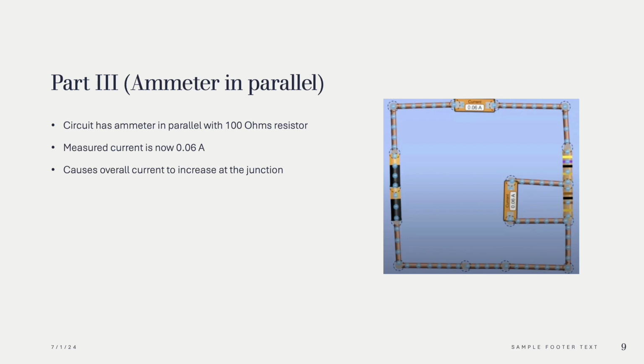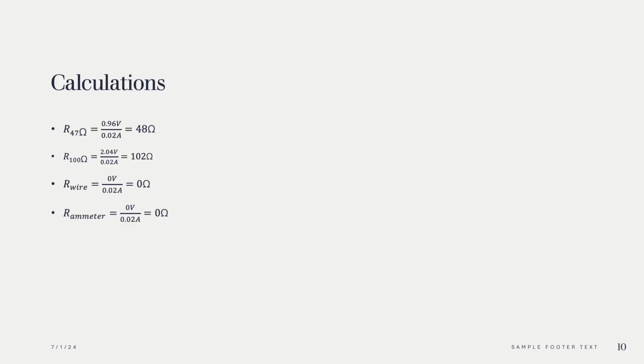For part 3, a similar simulation was made based on the previous simulations, except for the ammeter being in parallel with the 100 ohms resistor. The measured current was then increased to 0.06 A, and the observed results were that there was an overall increase at the junction. Here are the remaining calculations used to calculate the 47 ohms resistor, 100 ohms resistor, wire, and ammeter.